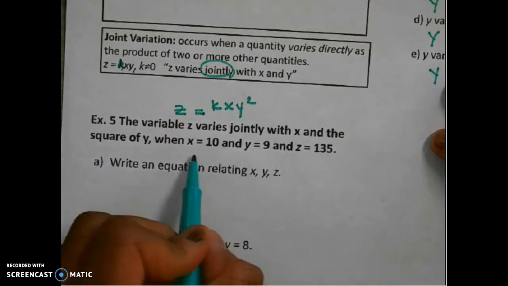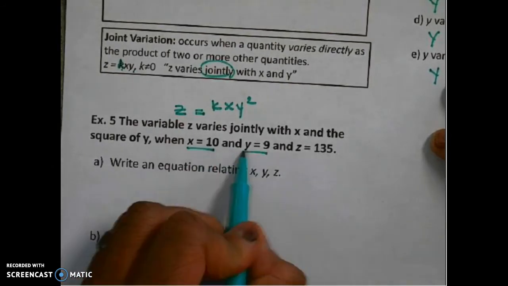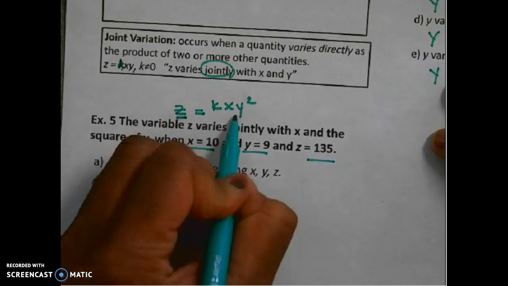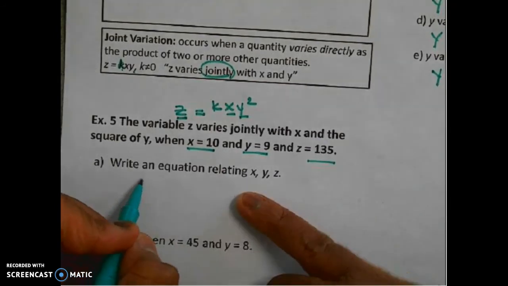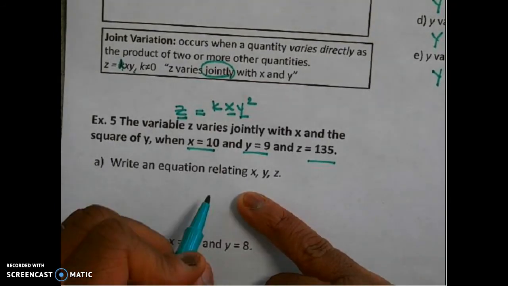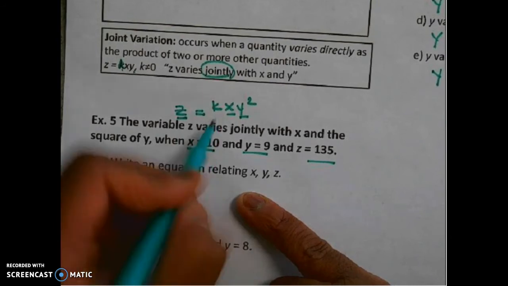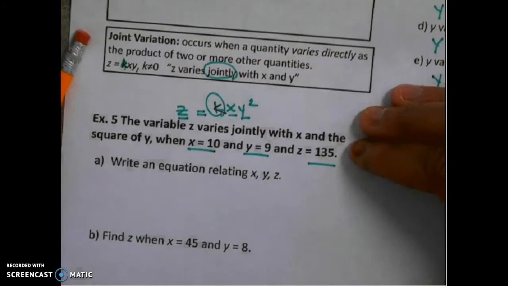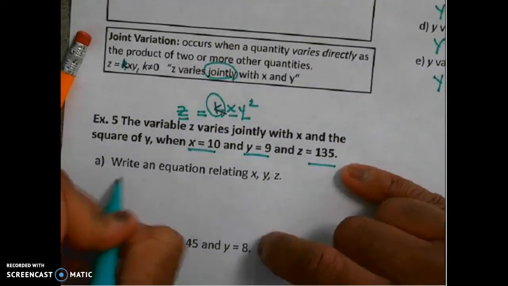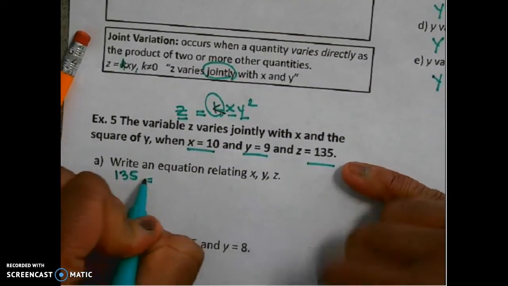They've given me a lot of information here just for me to find out what the k is. I have every variable but the k. I can solve that. So in order to do what they want me to do, I'm going to write an equation like this, except finding the k. That's what I'm seeking. Let's plug in everything you know. So instead of z, 135 equals k.